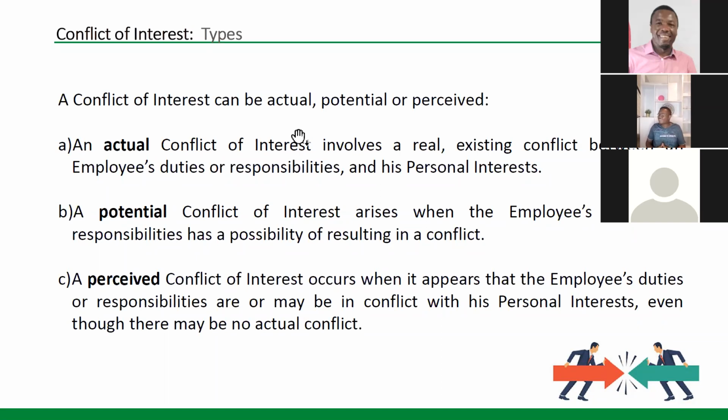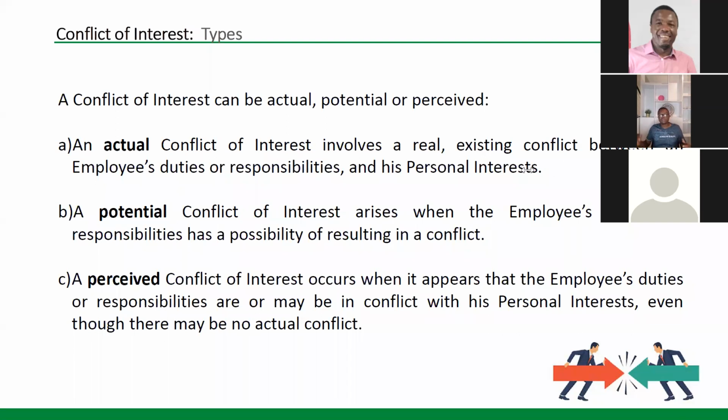A potential conflict of interest can arise when an employee's duties or responsibilities have a possibility of resulting in a conflict with his responsibilities or duties to his employer. When there is likelihood that this thing can happen, it does not happen, but it's a potential conflict of interest.